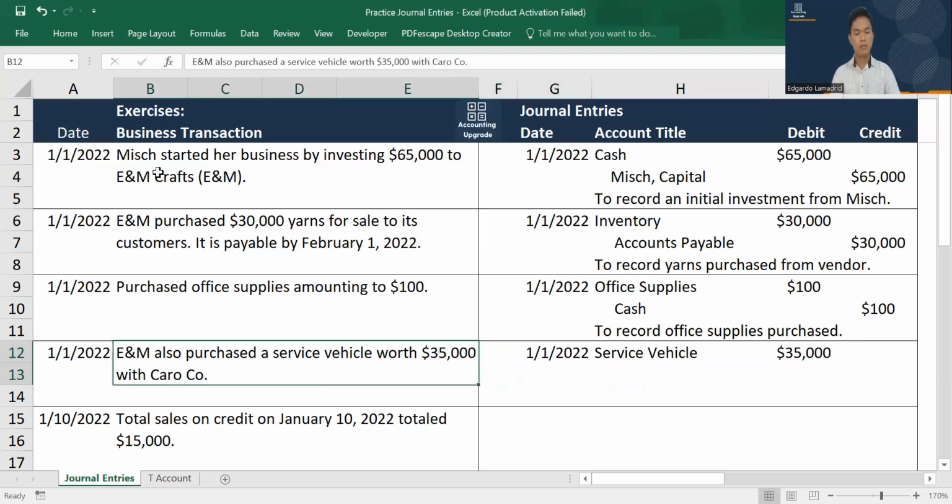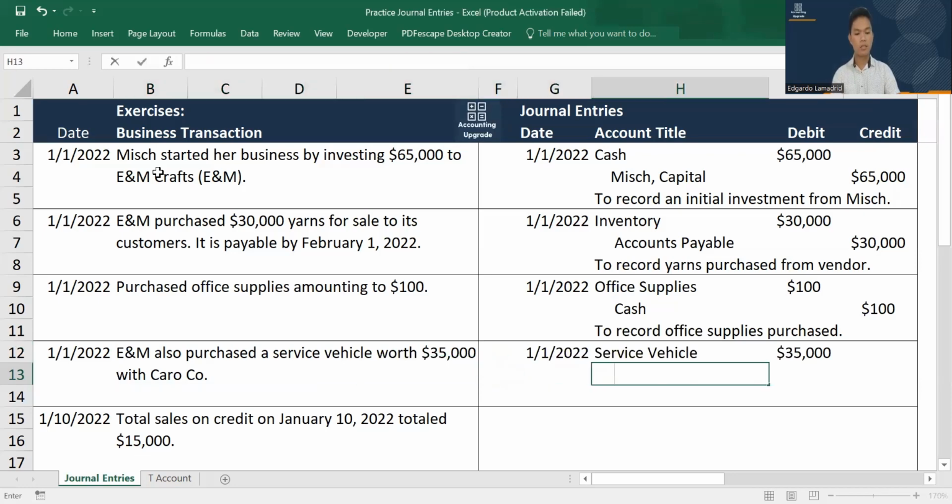And then, since there is no mention of whether it is on cash or on accounts payable, let's just assume that it is on cash. Okay? So since it is a decrease to cash, let's put here $35,000. And again, we will indicate a short description, which is to record service vehicle purchase. Or to record the purchase of service vehicle.